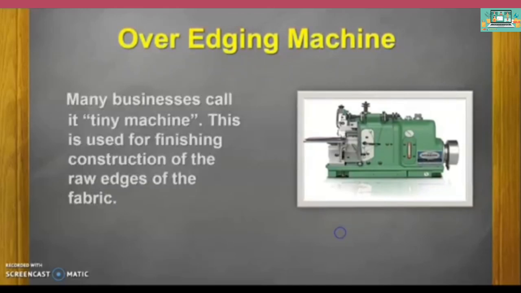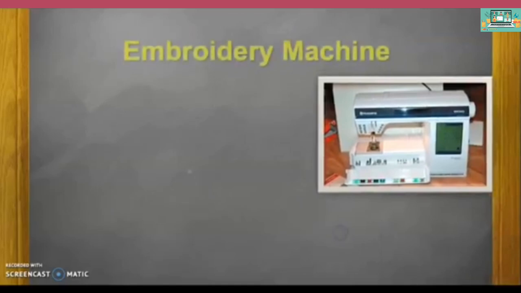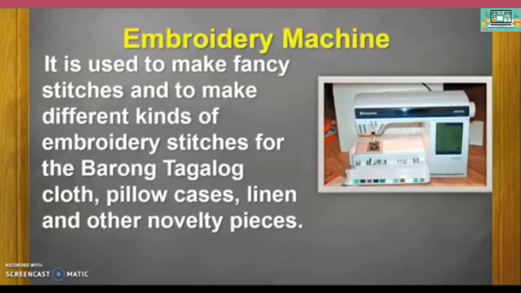Over-edging machine. Many businesses call it a tying machine. This is used for finishing construction of the raw edges of the fabric. Embroidery machine. It is used to make fancy stitches and to make different kinds of embroidery stitches for the Barong Tagalog cloth, pillowcases, linen, and other novelty pieces.